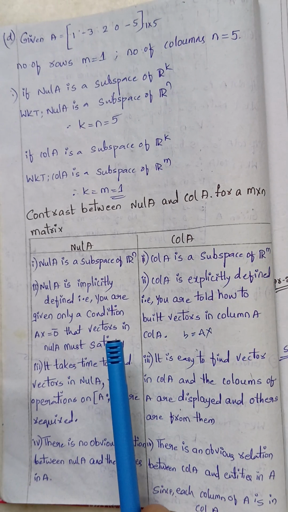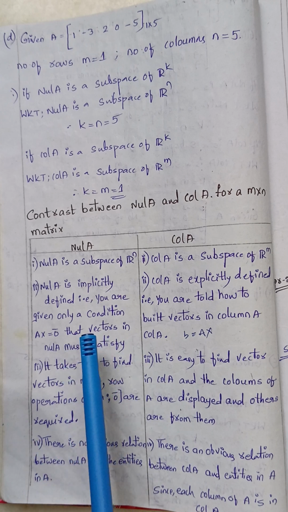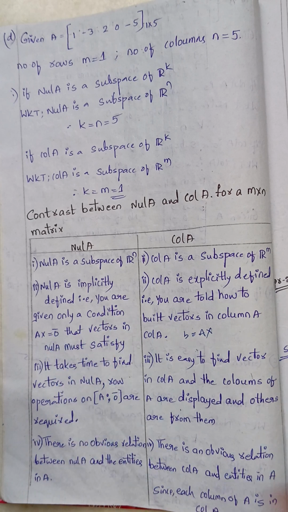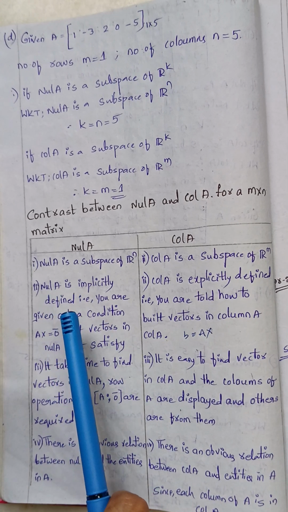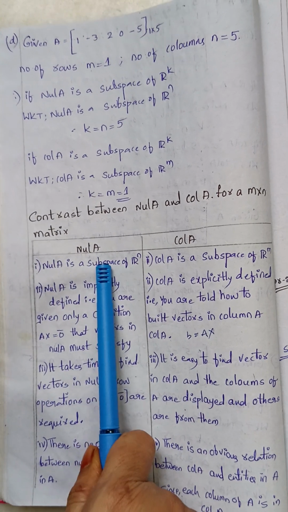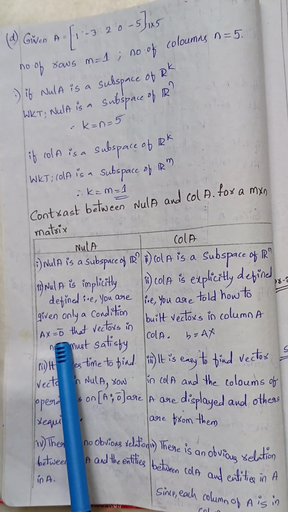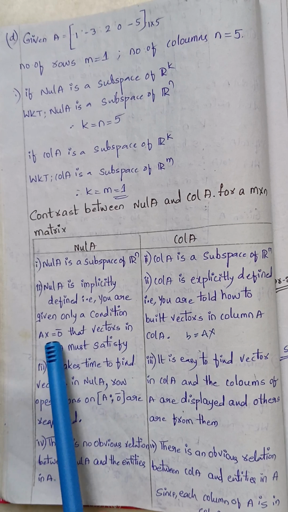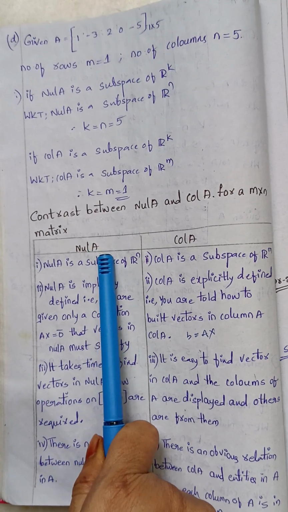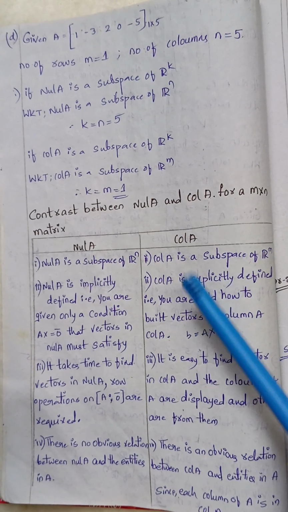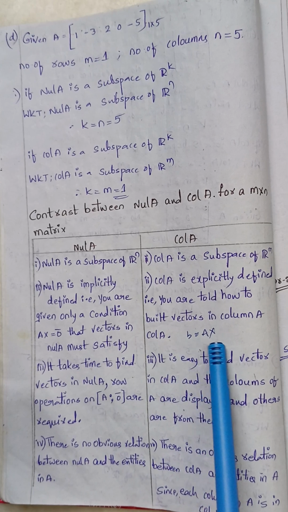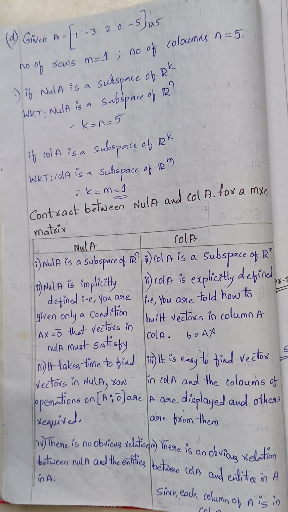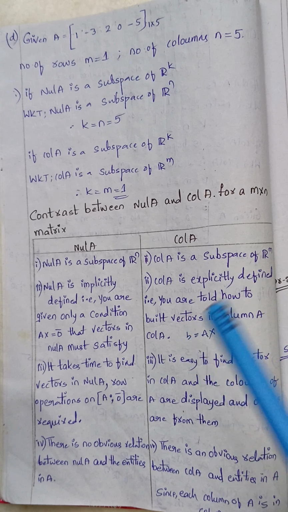Here are 4 questions for us. One is, any vector is given, check whether that vector belongs to null A or not. Then we need to verify only one condition, Ax equal to 0 bar. If it satisfies this condition, then we can say this x belongs to null A. Whereas if any vector is given, does it belong to column A? That means directly we can't say, we have to take b equal to Ax, and we take one augmented matrix. If it is consistent, then we can say that vector belongs to column A.